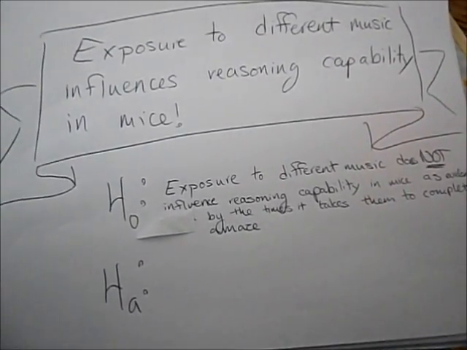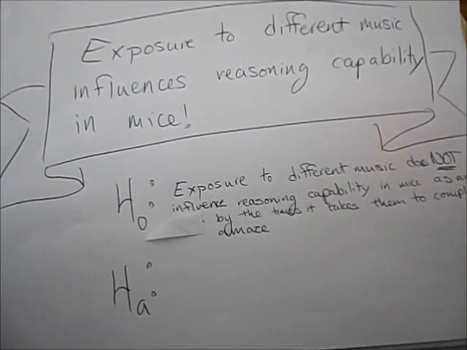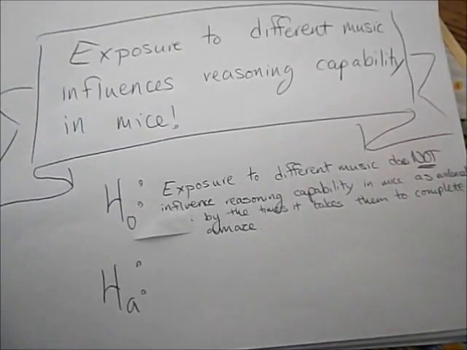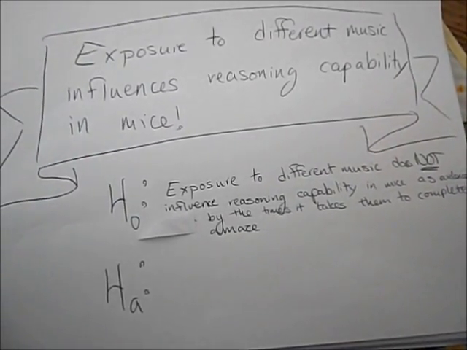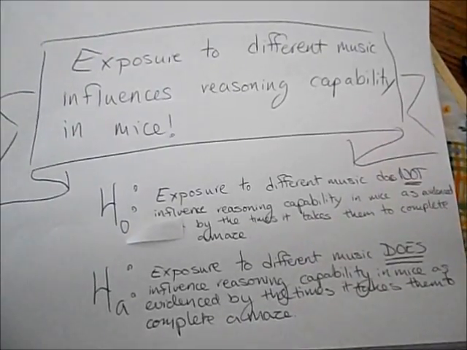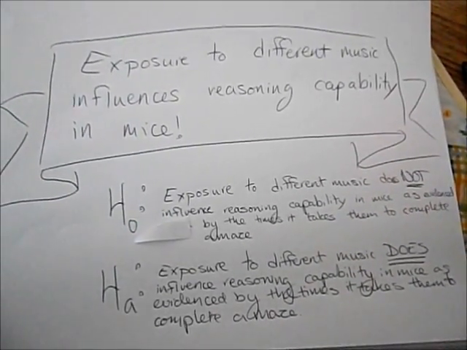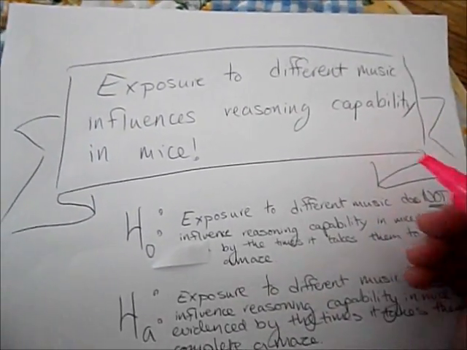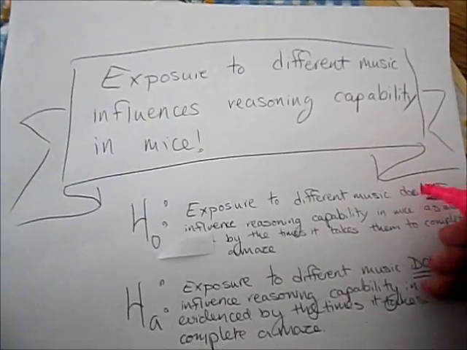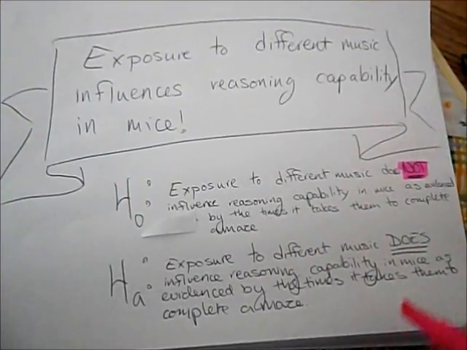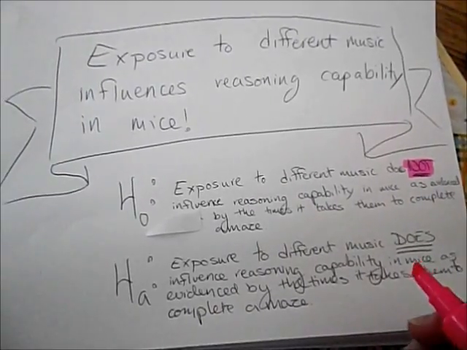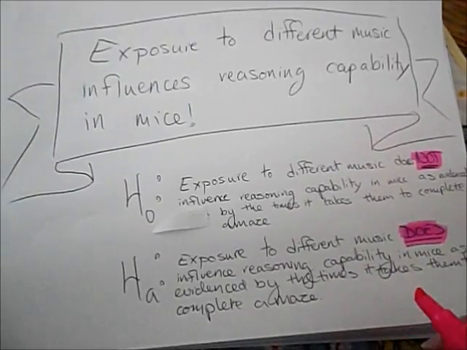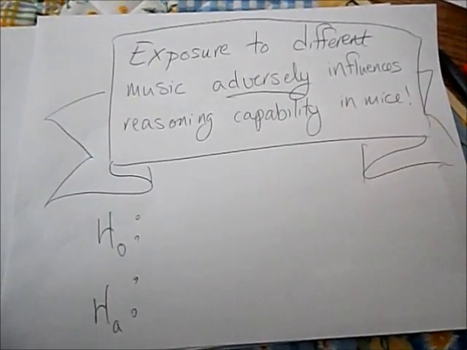The alternate has to take care of every other possibility. All right? So the alternate might be something that's exactly the same, except that we get rid of that word not. Exposure to different music does influence reasoning capability in mice, as evidenced by the time it takes them to complete a maze. The only difference we see between these two groups is that your null hypothesis is that whatever you've treated them with does not influence the outcome, and whatever you treat them with in the alternate hypothesis does influence the outcome.